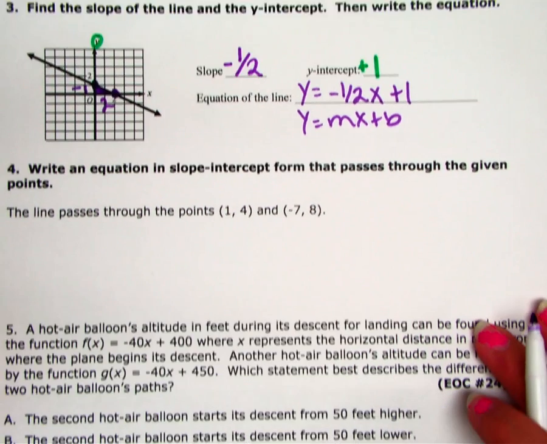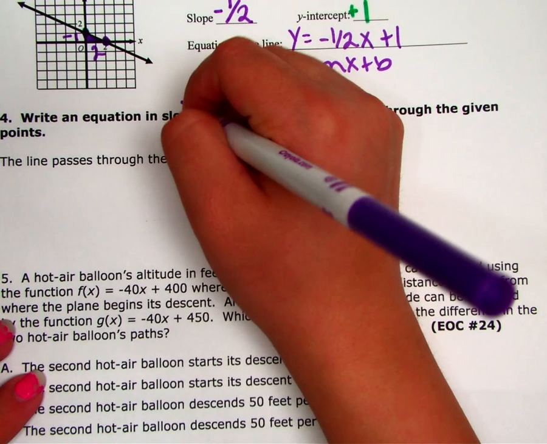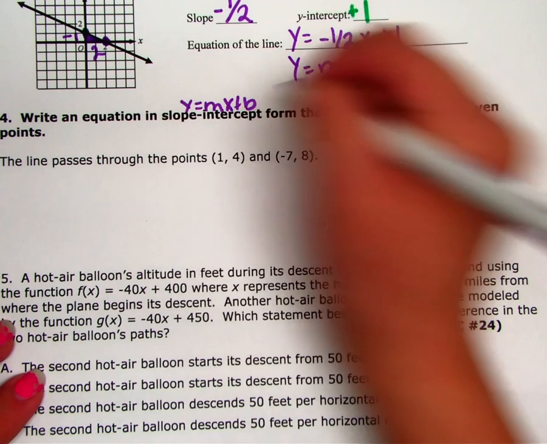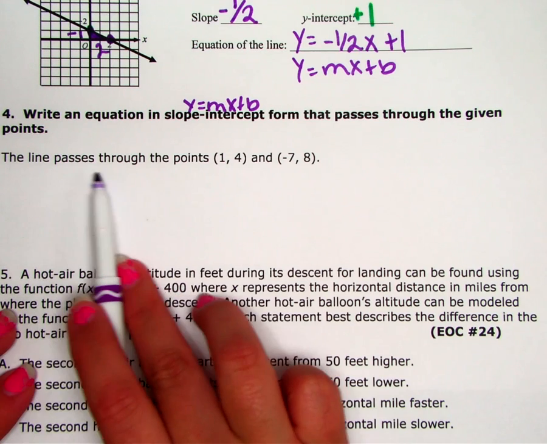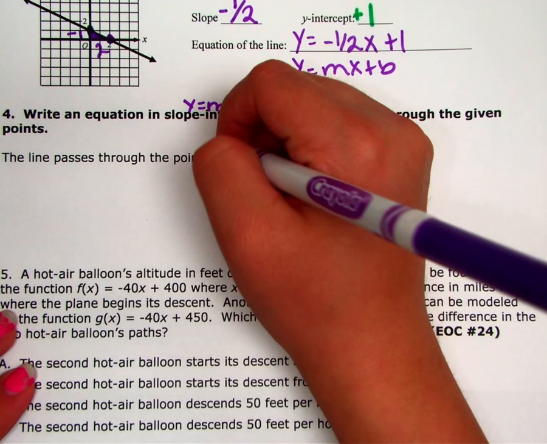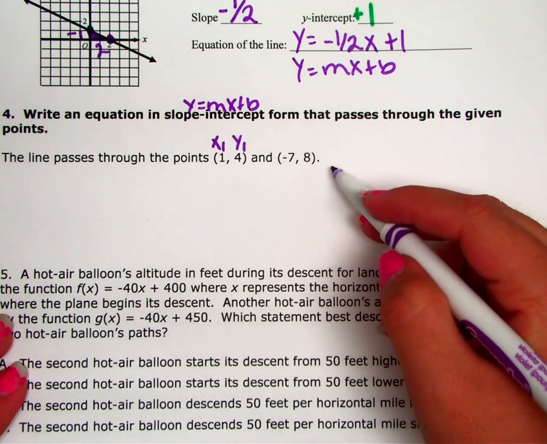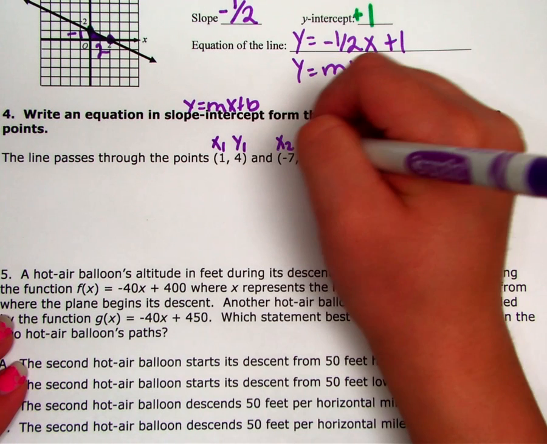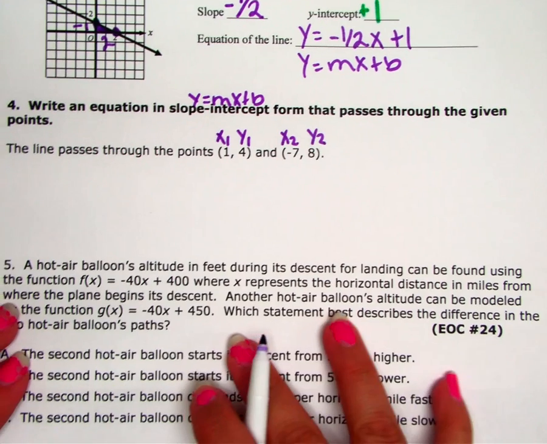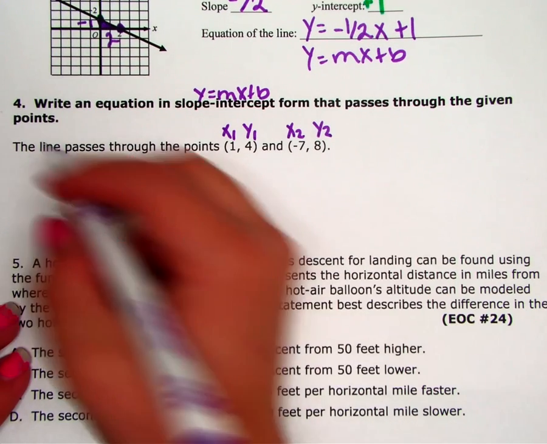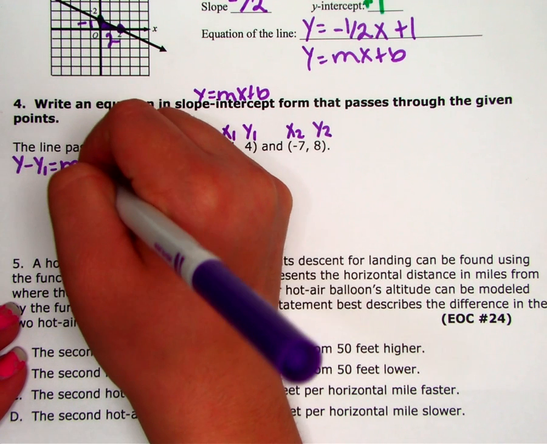Number 4. Write an equation in slope-intercept form, y equals mx plus b, that passes through the given points. So the line's going to pass through 1, 4. So let's make that 1 the x1 and that 4 the y1. Then negative 7, 8 is going to be our x2 and y2. So we're going to plug those points into our formula: y minus y1 is equal to m times x minus x1.